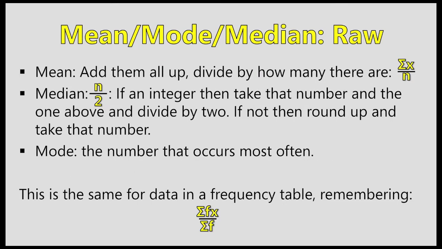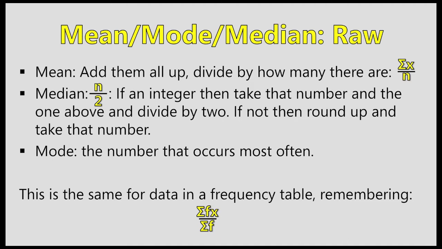Mean, mode, median for raw data. The mean, you should know, you just add them up and divide by how many there are. The median, you divide the amount, how many there are, by 2. If it's an integer, so a whole number, then take that number and the one above and divide by 2, and that's your median. If not, then round up and take that number. The mode is the number that occurs most often.